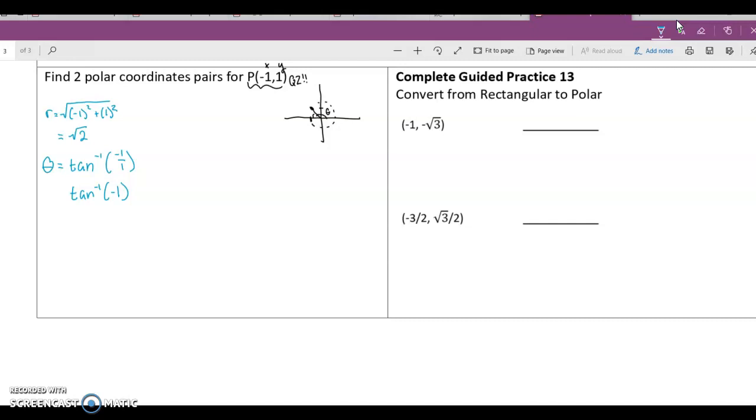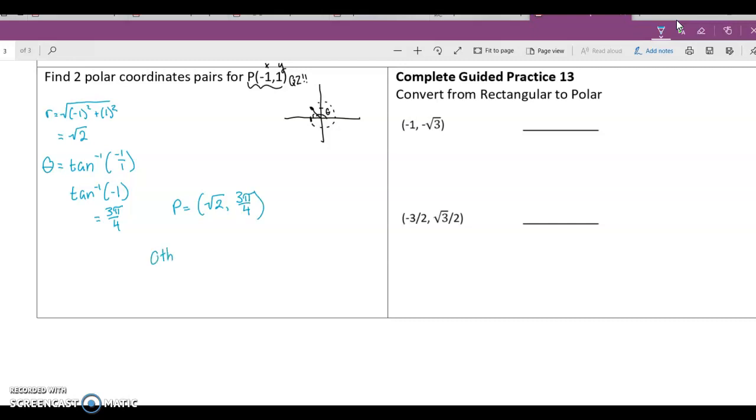So since we know we're in quadrant 2, and we know this is a unit circle angle where our tangent is equal to negative 1, think all the way back to the unit circle. Tangent is equal to positive or negative 1 at our pi over 4 reference angles. So our pi over 4 reference angle in this quadrant is 3 pi over 4. So one of my polar coordinates is r equal to root 2, comma, 3 pi over 4.